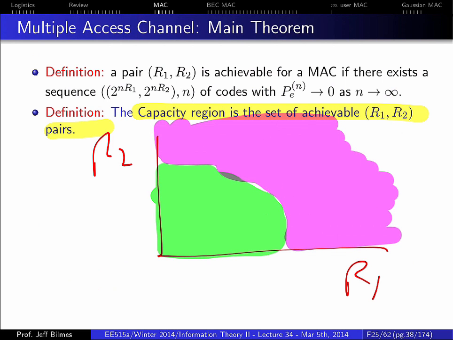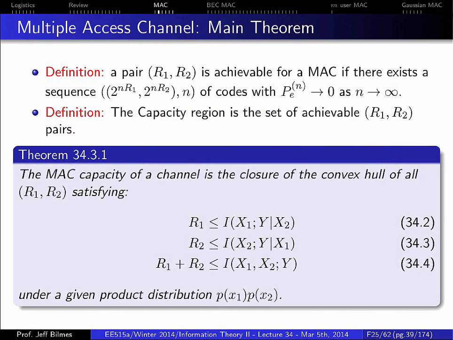But then the question is, we want to characterize this boundary, whatever that is. Is it convex? Is it not convex? Is it polyhedral? Is it not polyhedral? Now, here's the theorem that characterizes it for the MAC channel. The MAC capacity region, the one I just drew, is the closure of the convex hull of all pairs R1 and R2 satisfying the following set of inequalities.